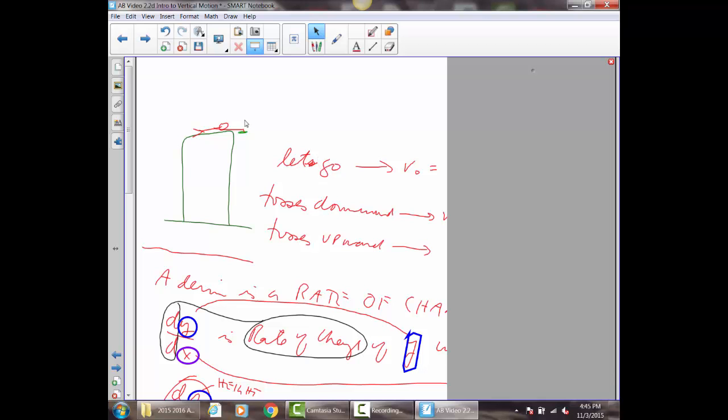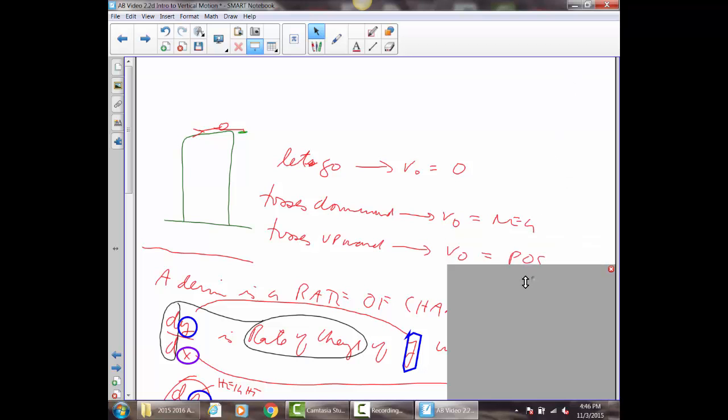So he has three choices with this object, whatever that object is. He can simply let it go, he can toss it downwards, or he can toss it upwards. If he lets it go, then obviously the initial velocity is 0. It doesn't have any velocity when it leaves his hand. If he tosses it downwards, then we say that the initial velocity is negative. It's been decided that negative velocity is going downwards and positive velocity is going upwards. And therefore, if he tosses it upwards, the initial velocity will be positive.